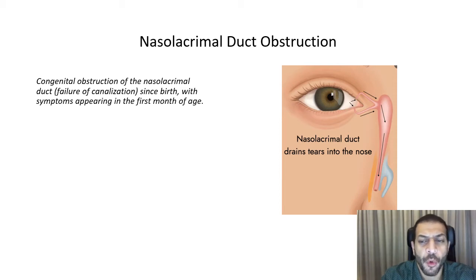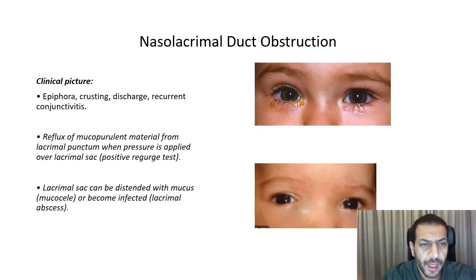Children sometimes are born with obstruction of this nasolacrimal duct. When it's obstructed, the symptoms usually appear very early. The symptoms can be epiphora, a lot of tearing coming out of the eye, and recurrent infection. The clinical picture is very characteristic: epiphora, which means a lot of tears, crusting, discharge, and recurrent conjunctivitis, because there is stagnation of the tears and recurrent infection happens. There is reflux of mucopurulent material from the lacrimal punctum when pressure is applied over the lacrimal sac.